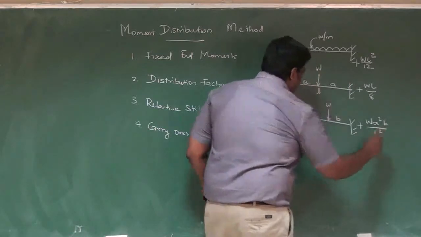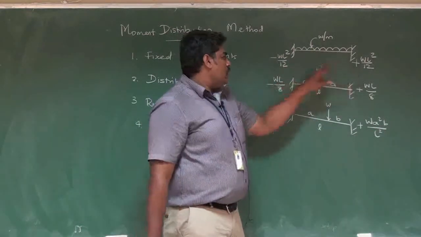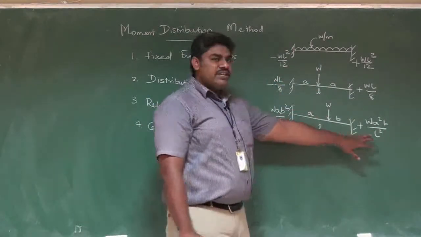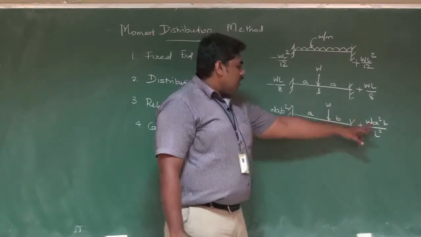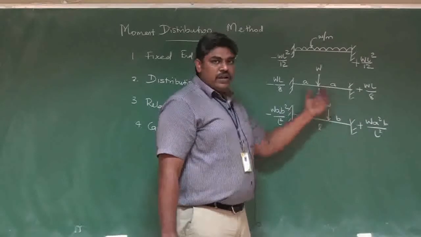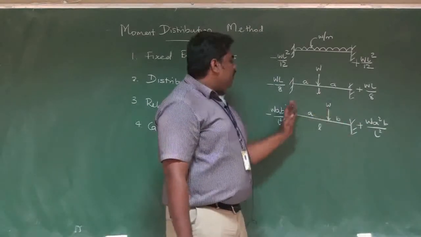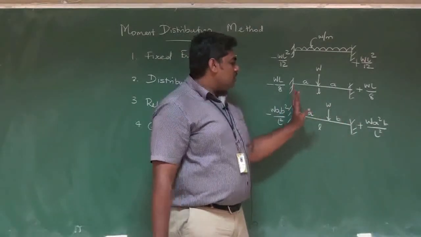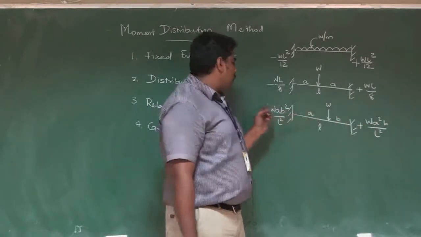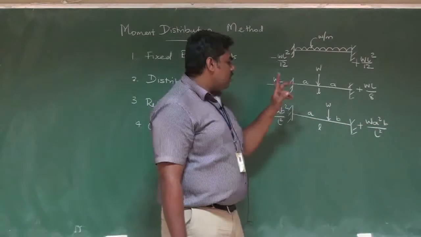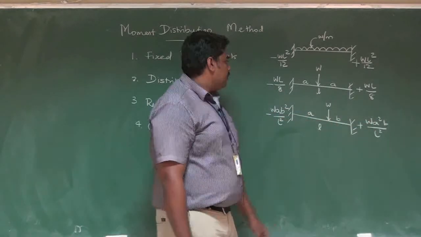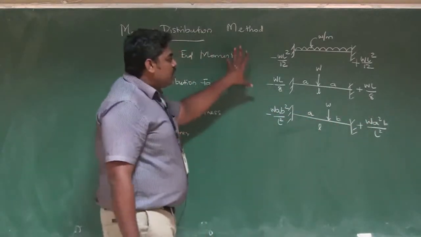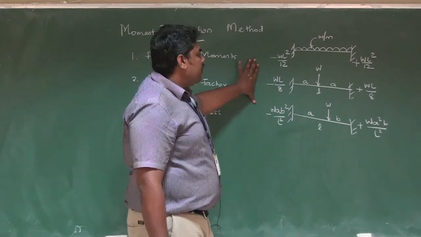L square. So here these 2 values will be common, but here there will be a change because the load is not at the center. Here you will have B square, and on the other side you will have A square. On the other side, you remember it as having A square. So it will be W A B square by L square on the left hand side, plus W A square B by L square on the right hand side, right? So these are the common terms which you should remember before proceeding.